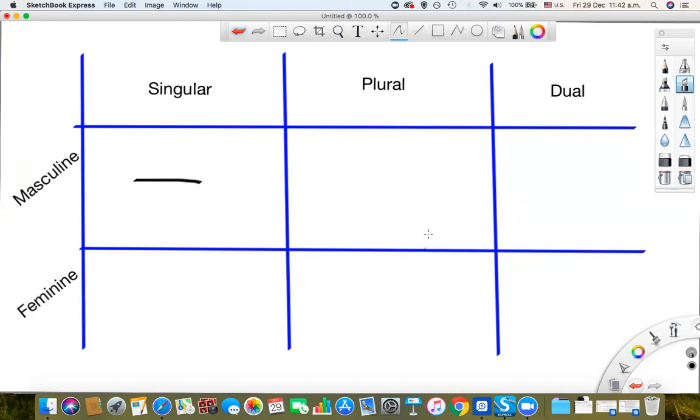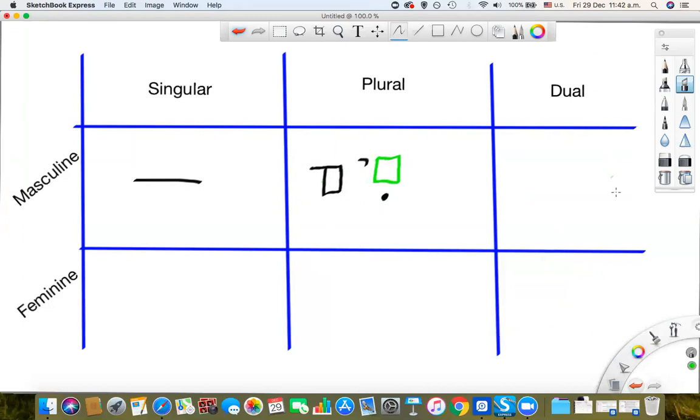The plural ending is going to be a hirik yod mem. Hirik yod mem. And I'm going to put a little green box here. This green box will just represent the last letter of any given word. So for a masculine plural, we'll end with a hirik yod mem.